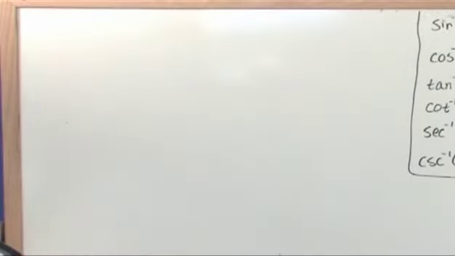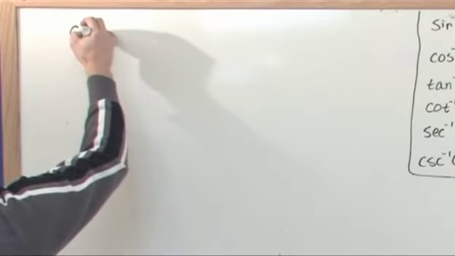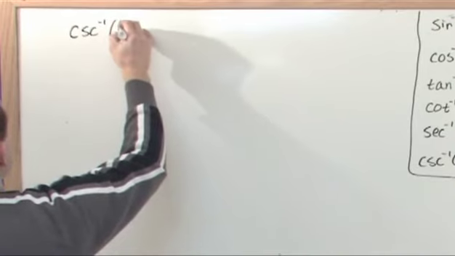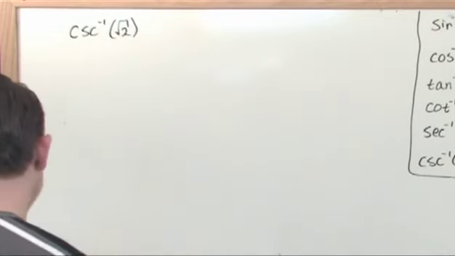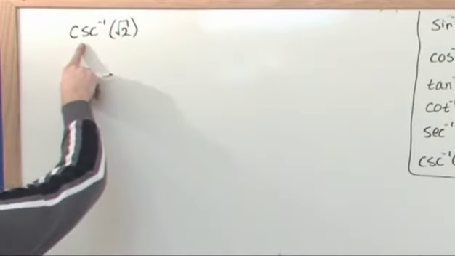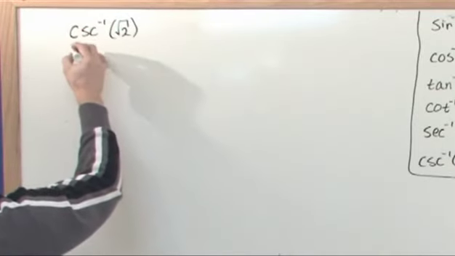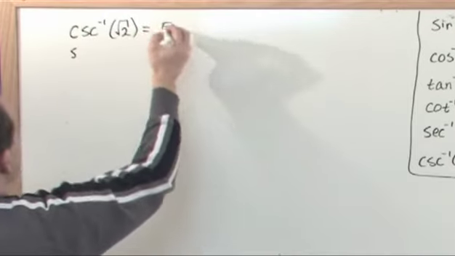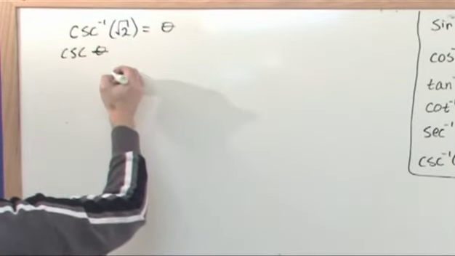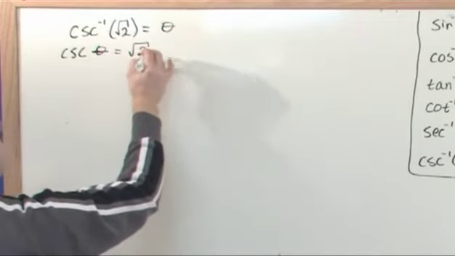Okay, the next problem is going to be find the inverse cosecant of square root of 2. That's what the problem would say. Find the inverse cosecant of square root of 2, and that's what you have to do. First thing you need to do is rewrite it. That means that this is going to return an angle. The cosecant of some angle is going to equal square root of 2, and it's up to us to find what that angle is.